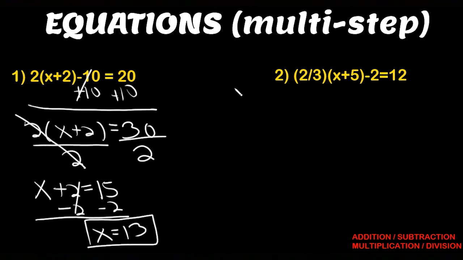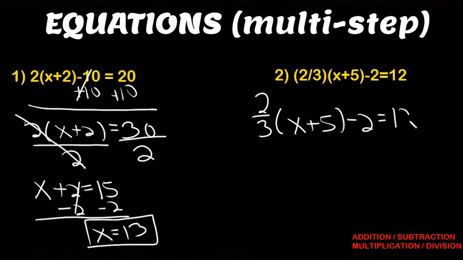Let's try 2. I'm going to rewrite the problem. So it's 2 over 3. And we actually do not have to put this fraction in parentheses here. We can drop the parentheses if we would like. I'm going to go ahead and drop them. And then I have x plus 5 in parentheses, okay? And then minus 2 equal to 12.